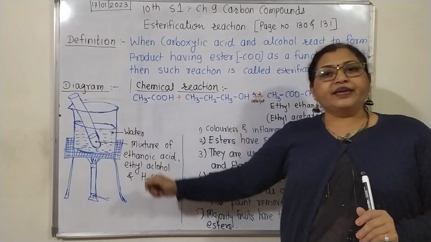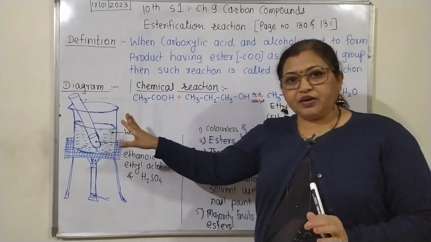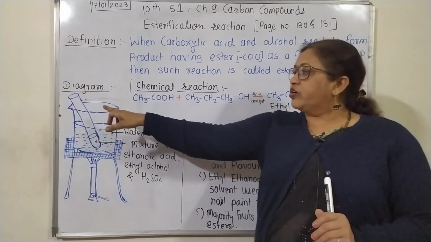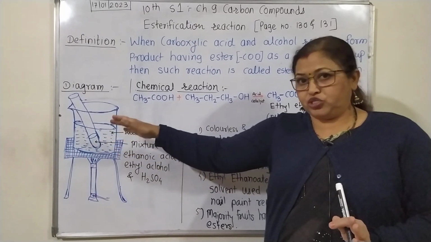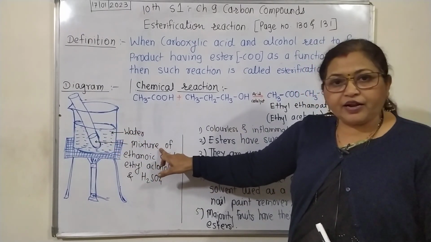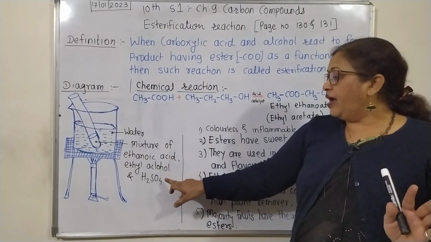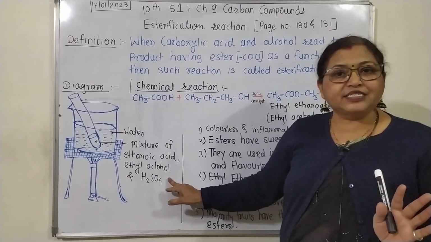Here is the diagram. I have already drawn it. As you see, there is a beaker having water in it, and in that water one test tube is placed in which the mixture of ethanoic acid, ethyl alcohol and concentrated sulfuric acid is taken.